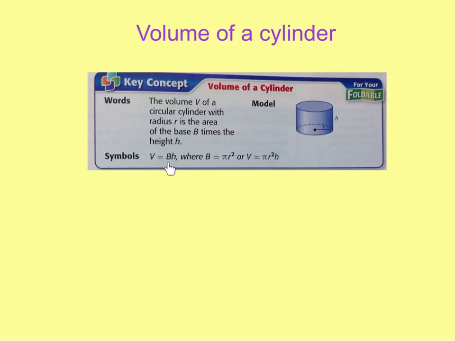So we have to find the area of this circle. And remember, to find the area of a circle, we use the formula pi times the radius squared. So in this formula, we can replace the big B with pi r squared, because that's what the area of the base would be, and then times it by the height. So our formula overall would be pi r squared times h.